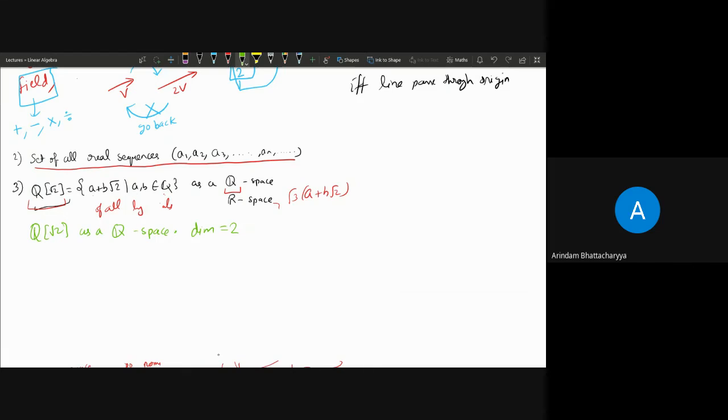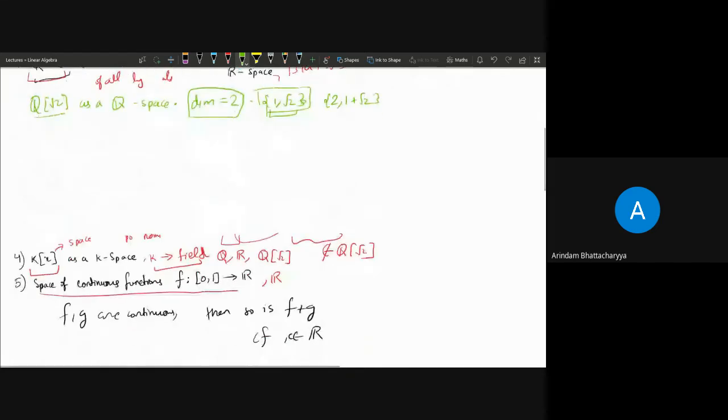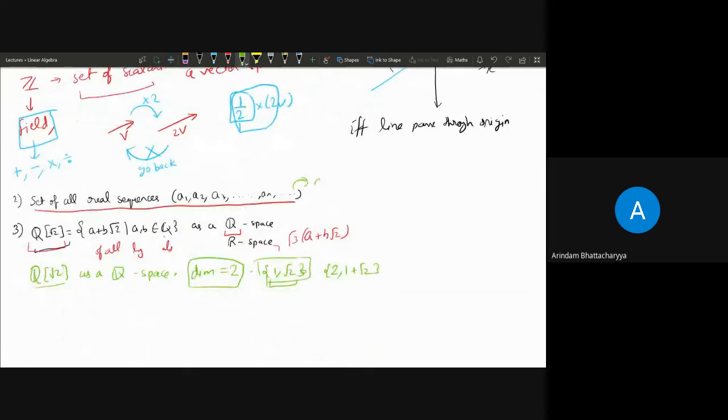And can someone tell me a basis? 1 comma root 2. Okay. So in general, the basis can be anything, there are many possible choices of basis. Even 2 comma, let's say, 1 plus root 2 also works. But intuitively, the dimension is 2, right? Because any one element set cannot span this, and a two element set does span this. All right. Okay, let's do this. What is the dimension of this?